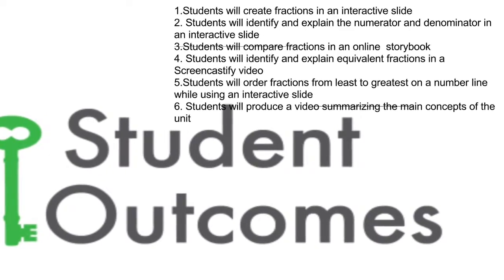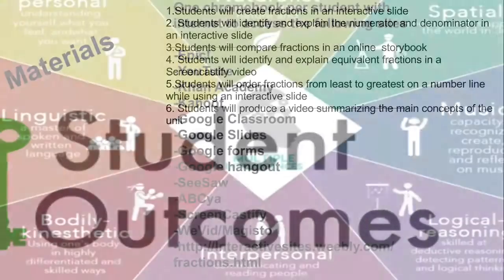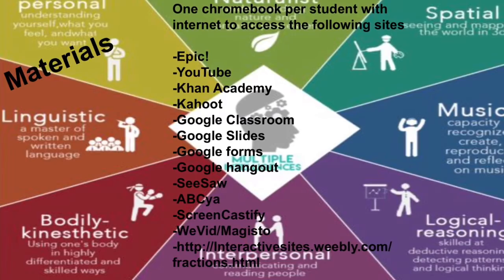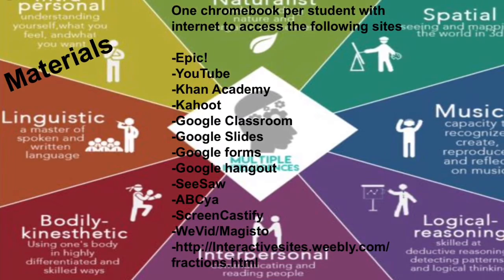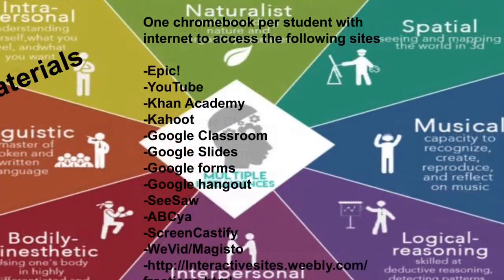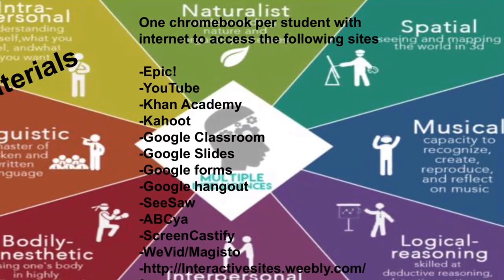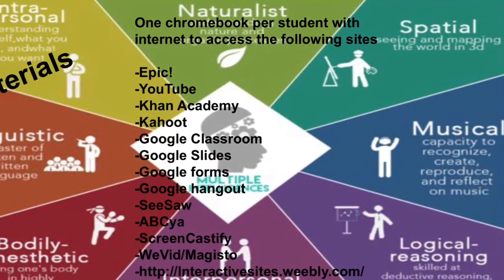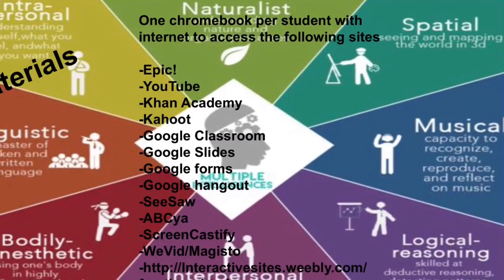For this unit, my students will each need a Chromebook with internet access. I will be addressing all intelligences by using these resources. For example, I will be using online fraction tiles for kinesthetic learners, Khan Academy for visual learners, and other resources.